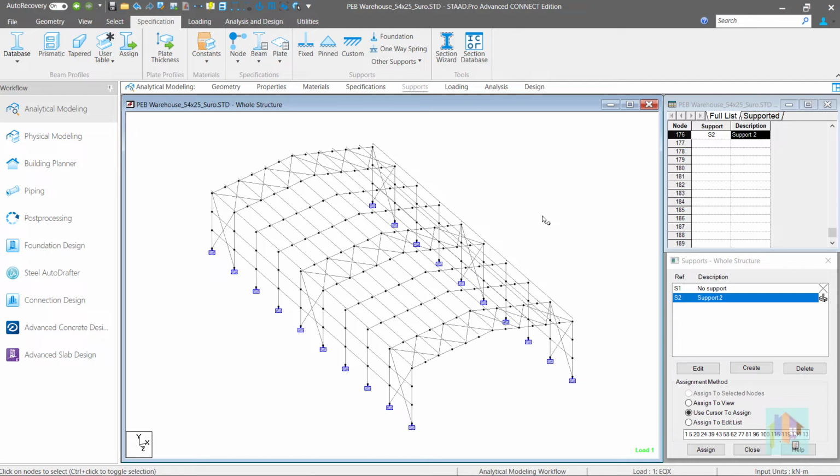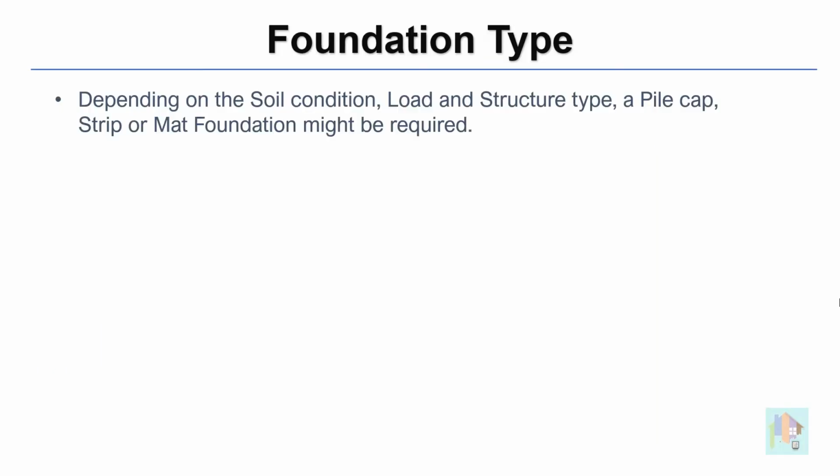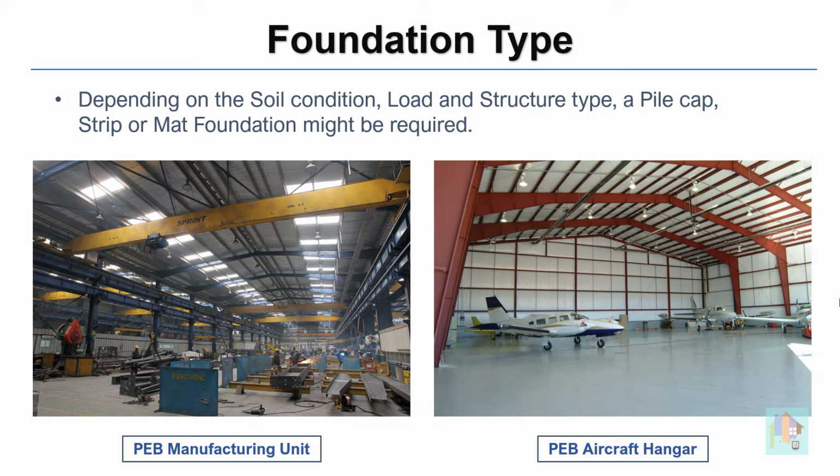There is another factor which affects the support selection: foundation type. It is not always possible to use an isolated foundation. Depending on the soil condition, load from the structure and structure type, sometimes we need to go for a pile cap or mat foundation. For example, if we consider any large plant unit with heavy equipment rested on the floor or an aircraft hangar, a large amount of dead load is applied directly on the base slab, and for such a case, an isolated or pile cap foundation is not sufficient. We must design a mat foundation.